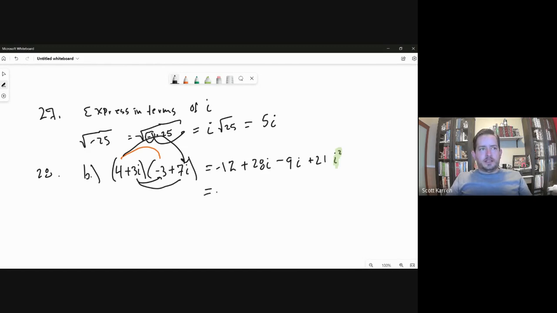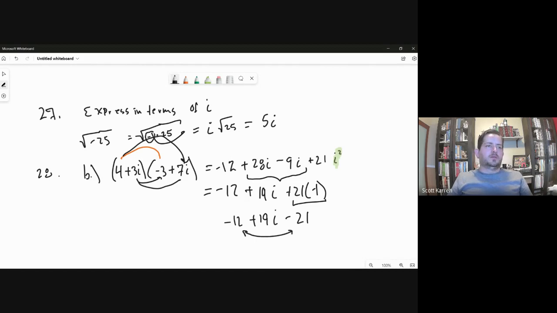So I can rewrite this as negative 12. I can combine my i terms here. 28 and minus 9 gives me plus 19i. And then this i squared becomes negative 1. And so that's plus 21 times negative 1. Then, of course, 21 times negative 1 is minus 21. And I can combine the real value portion of these. Negative 12 minus 21 becomes negative 33. And then you still have plus 19i.